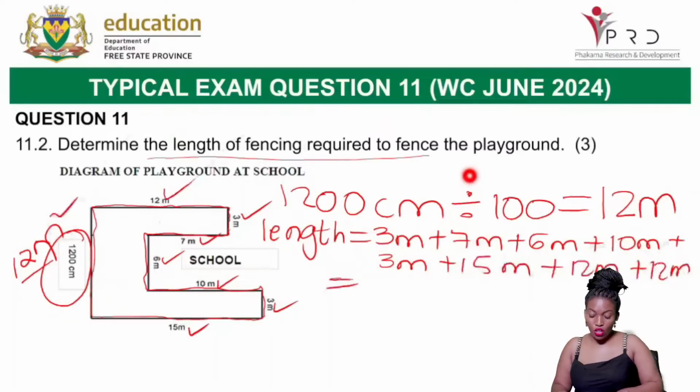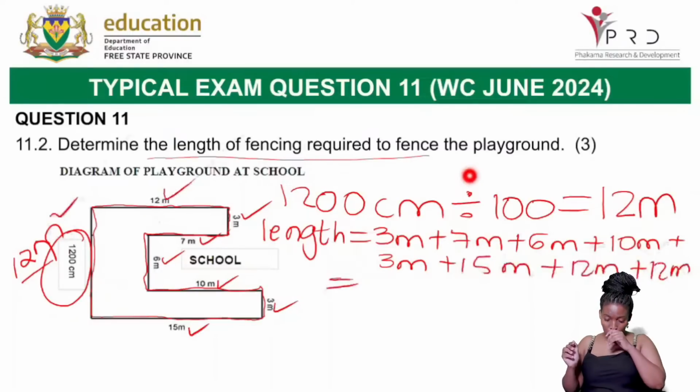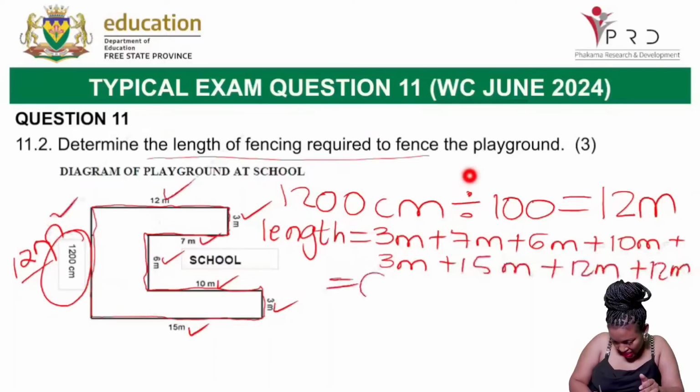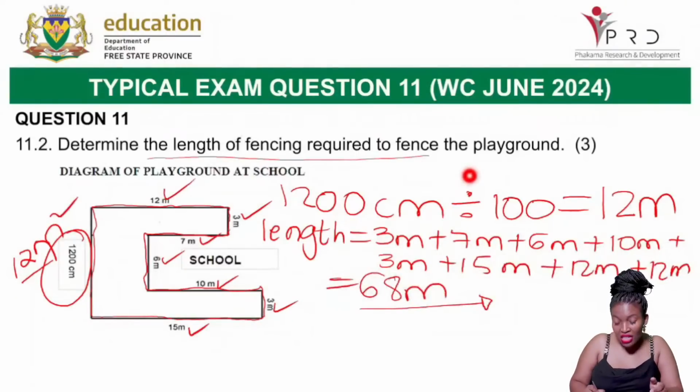So we take out our calculator. Let's do it together. You guys must also do it on that side. You will say 3 plus 7 plus 6 plus 10 plus 3 plus 15 plus 12 plus 12. The answer that I'm getting is 68. I hope there's no mistake. That is the correct answer. It is 68 meters. So that is the total length of this particular shape.